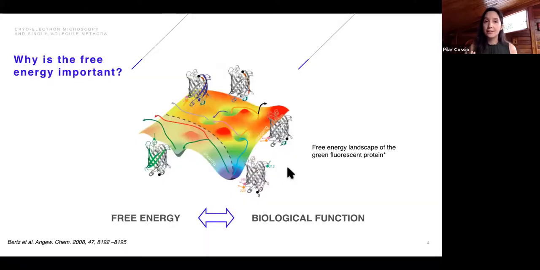So why is the free energy important? We think that the free energy ultimately will tell us about the biological function of the biomolecule. Not only will having a high resolution, most probable conformation give us information about how the biomolecule works, but also understanding the metastable states of the system, the transition states, and the transition paths. How these states are connected will tell us how the biomolecule works.